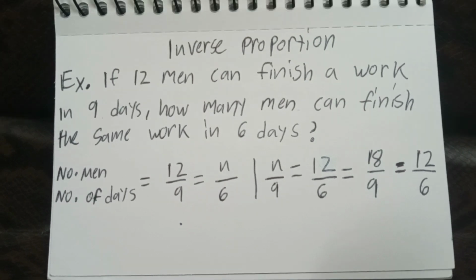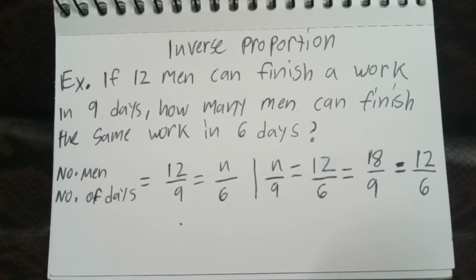So the question is, we want to know how many men can finish the work in only 6 days. Since we don't know the answer yet, we can just place n as the numerator. And then now, since it's an inverse proportion, we have to set up the proportion as indirect by interchanging the position of n horizontally, which will give us n over 9 is equivalent to 12 over 6.